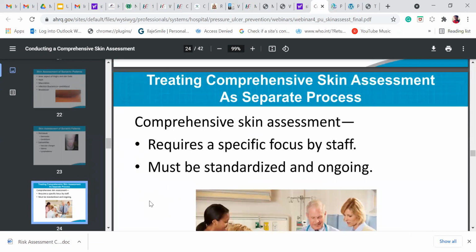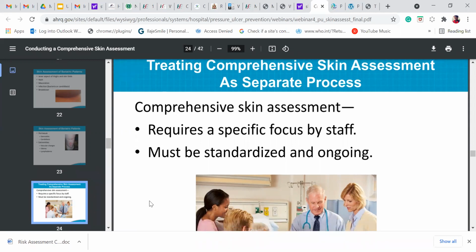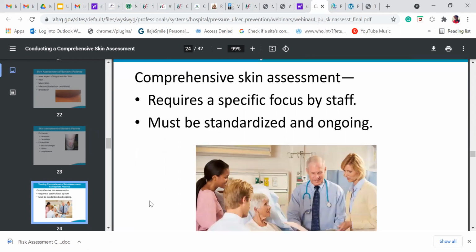So that's about the parameters, what you need to check out for in the skin. And let's talk about the process of comprehensive skin assessment. It requires a specific focus by the staff, and like I said, must be standardized and ongoing. That's why we require a standardized instrument, and that's where the Waterlow scoring chart comes in.